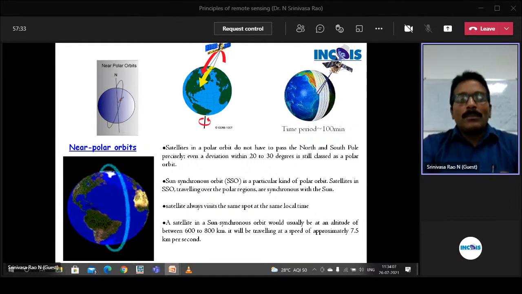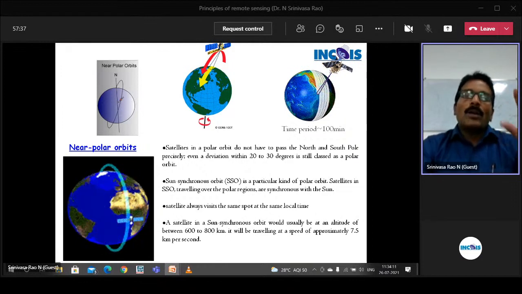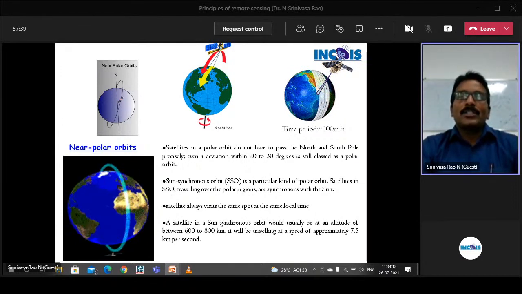So this is regarding the orbits. Why are some satellites in polar orbit, and why are some in geostationary orbit? In short.